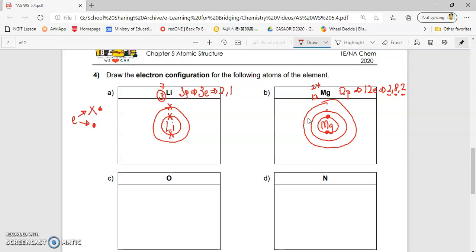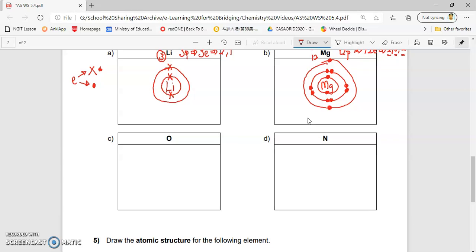Second shell, 8. Up, down, left, right. I have 4 more electrons to go. Up, down, left, right. So you realize you actually pair them up. And the last one, 2 electrons, up, down. So there's the electronic configuration for magnesium.